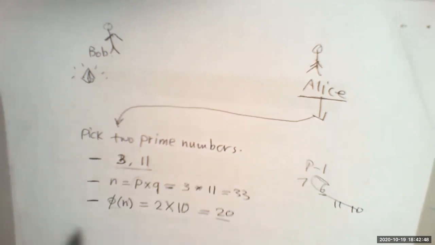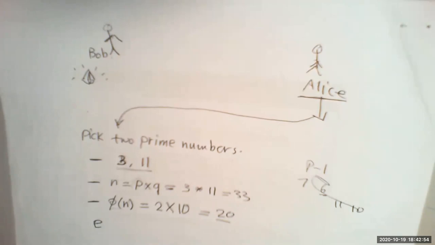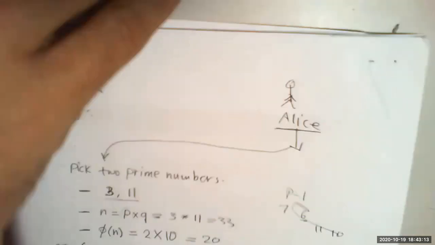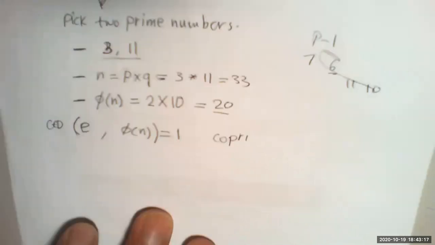So 20 here. And we choose a prime number e, so that e is co-prime with the totient of n. Co-prime means the greatest common divisor of these two numbers equals one. This is what I mean by co-prime.